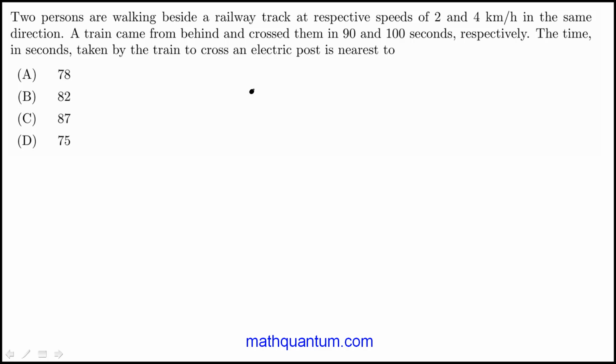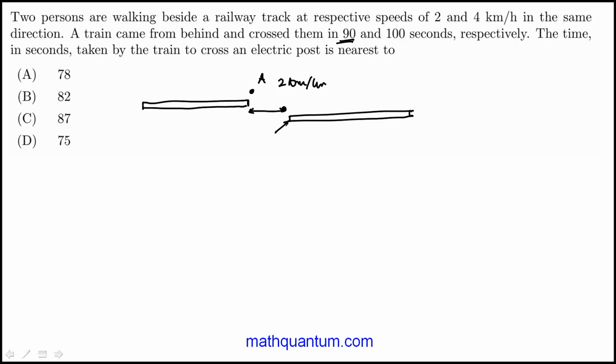So let's say person A, who is going at 2 kilometers per hour, is at this point, and the front of the train just meets this person. Now, in the 90 seconds it takes the train to cross, this person is still walking, so maybe they are at this point. I'm exaggerating, of course. And then once the train has passed, the back of the train is at this point. So that's the visual of the scenario.